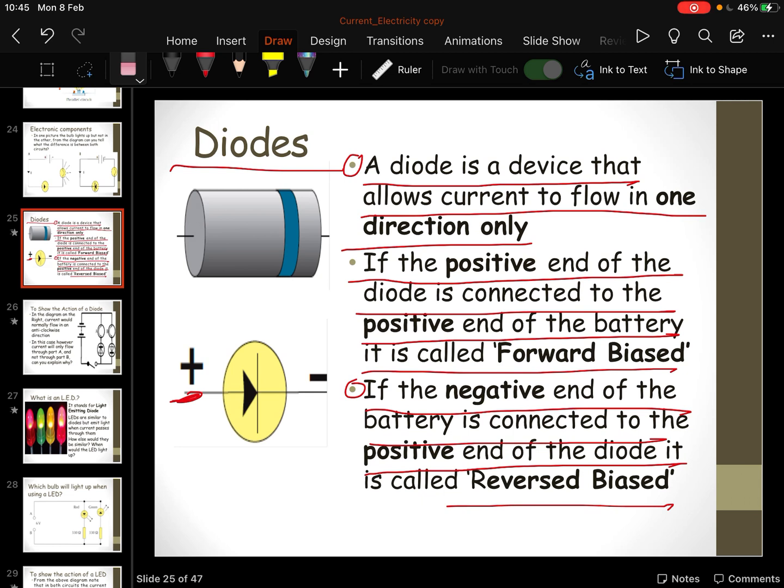A diode is a device that allows the current to flow in one direction only. If the positive end of the diode is connected to the positive end of the battery, it's called forward biased. If the negative end of the battery is connected to the positive end, it is called reverse biased. It only flows if it's connected in forward bias.